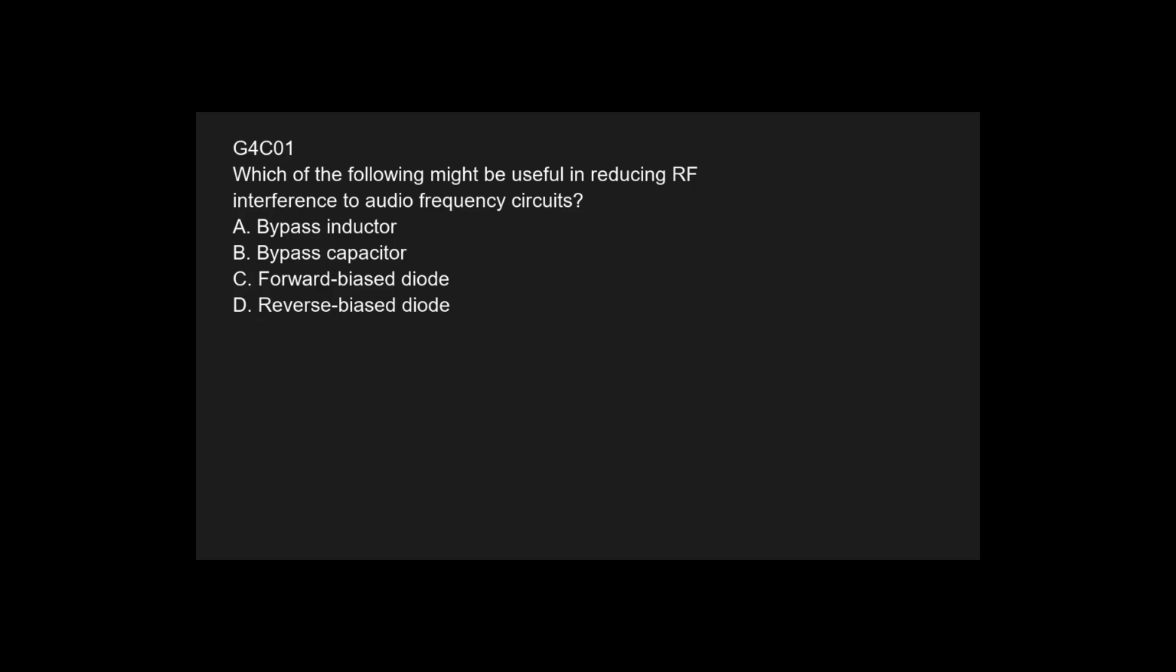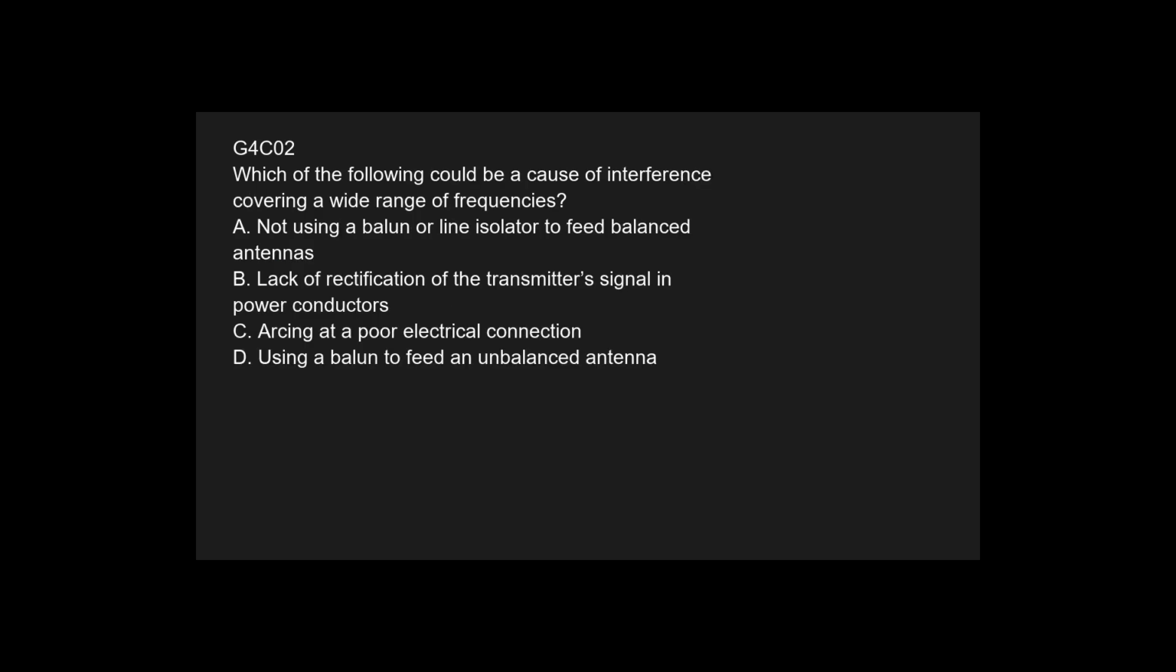Question: which of the following might be useful in reducing RF interference to audio frequency circuits? The correct answer is B. Bypass capacitor. Question: Which of the following could be a cause of interference covering a wide range of frequencies? The correct answer is C. Arcing at a poor electrical connection.